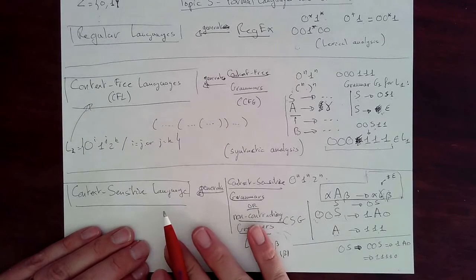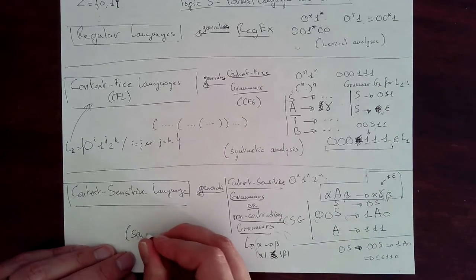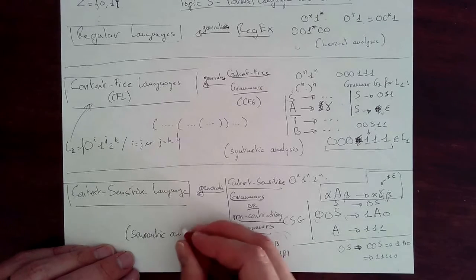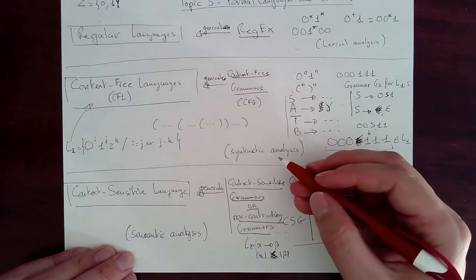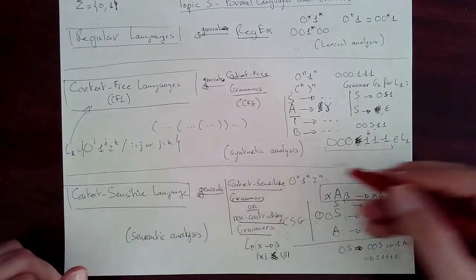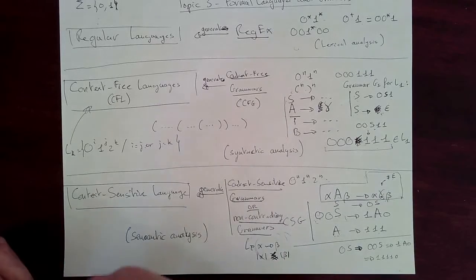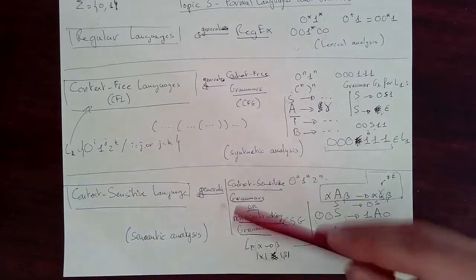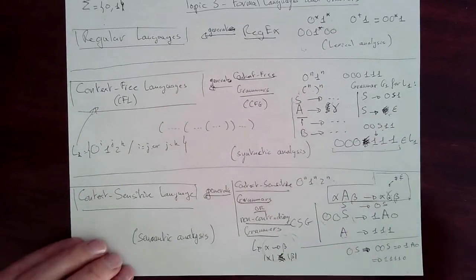Here, the context-sensitive languages correspond more to, we could say, the semantic analysis when we think in terms of compilers, as opposed to the syntactic analysis. It's much more powerful, and you can analyze other features of the code that you cannot analyze here, of course.